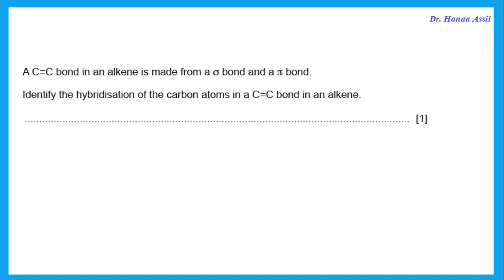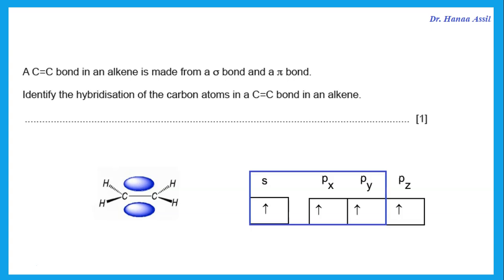What about a double bond? A double bond in an alkene is made from sigma and pi. Identify the hybridization in a double bond. We said in a double bond we need the carbon to make 3 sigma bonds and 1 pi bond, and we said the 3 sigma bonds need 3 electrons, so we're going to take sp2 hybrid orbitals, and the extra p is the one that is used to make the pi bond.